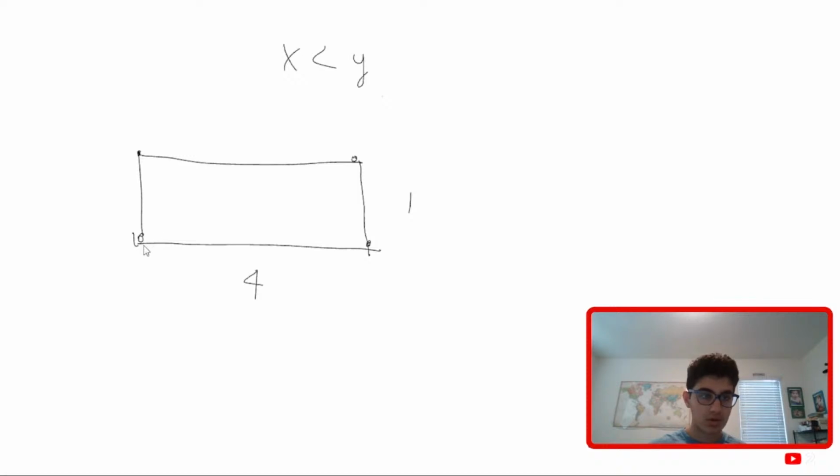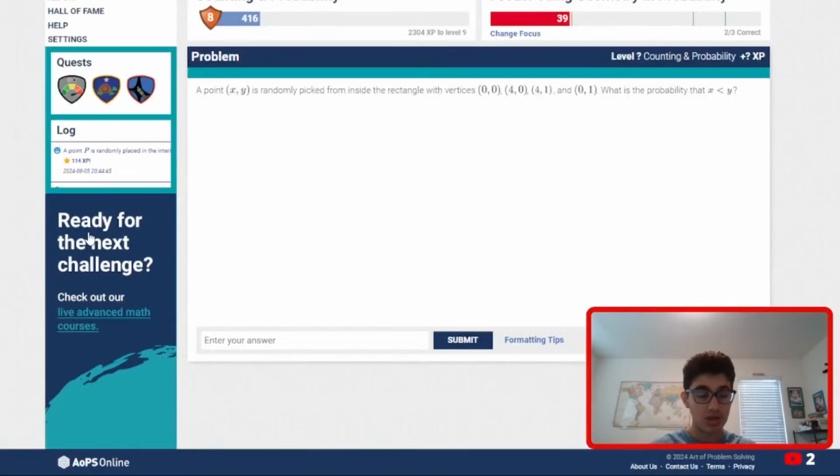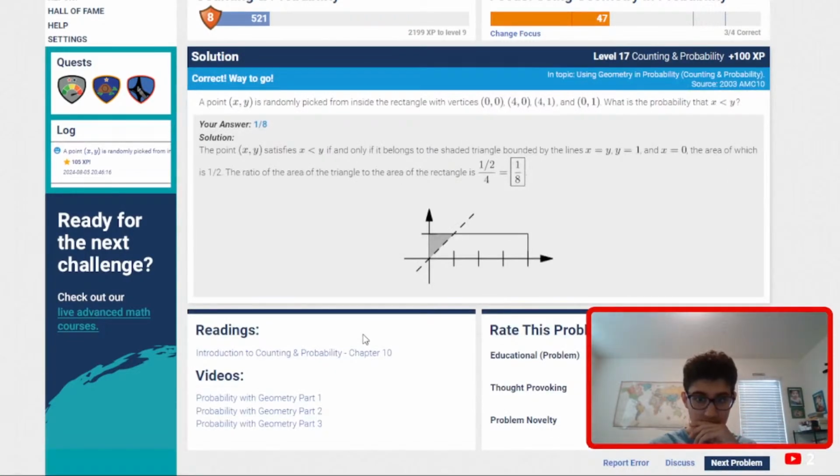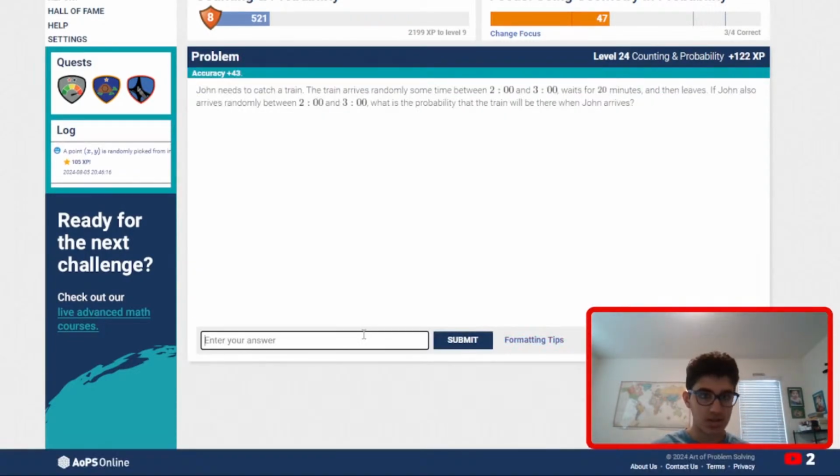So you just draw this out like this. It's not drawn to scale, but it'll be like this. Whatever the intersection is, it'll be 1, 1. Yeah, 1, 1 is the intersection of x equals y. X is less than y, which means basically y is greater than x. So it'll be this section here, right? It's not drawn to scale, but this is 1, this is 1. So it's 1/4 out of 4. Sorry, 1/2 out of 4, which is 1/8. I didn't draw it to scale, but the idea is the same.